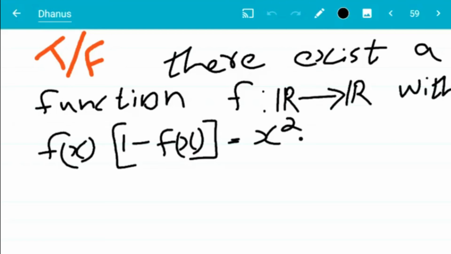If there's time, I have one more question. That may be an example of a question. Usually, this type of question may be useful. This is also a true or false question. I don't know from which question paper; I have seen this question paper somewhere. Does there exist a function f from R to R with f of x into 1 minus f of x equal to x square?